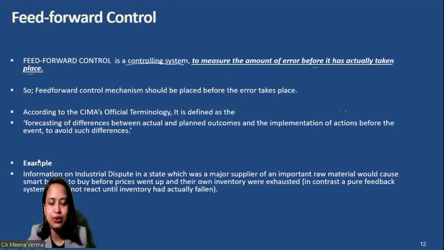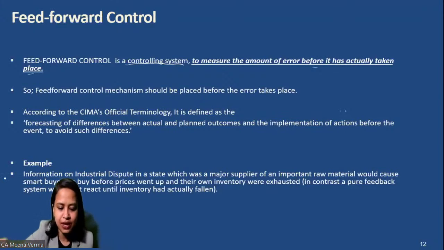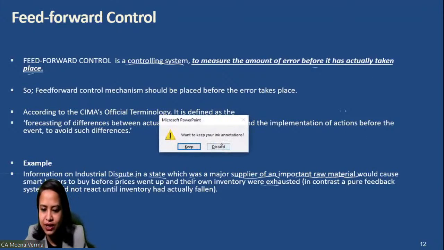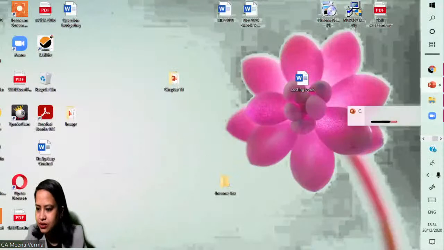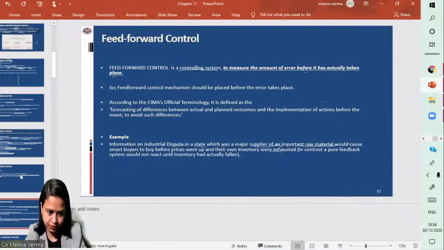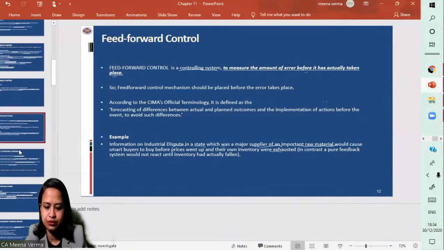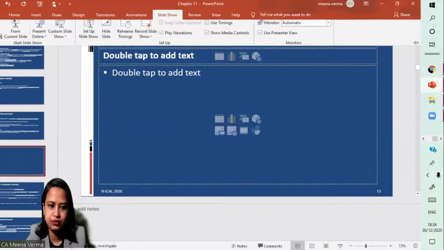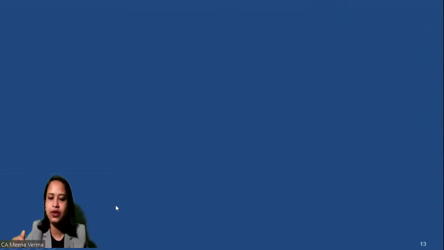So now let us consider an example of feed forward control. Let me read this example. I will give you another example of my own then. Information of an industrial dispute in a state which was a major supplier of an important raw material would cause smart buyers to buy before the prices went up and their own inventory were exhausted. So let me explain this. I'm giving you an example of feed forward control, the example which we have here in our book.